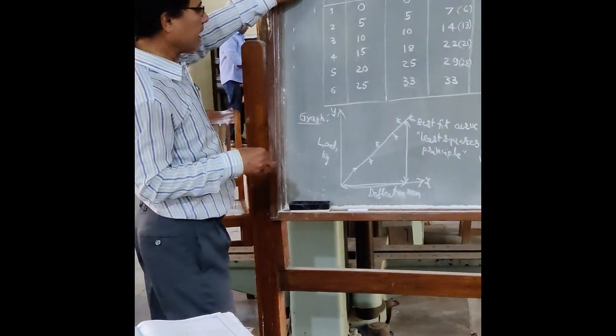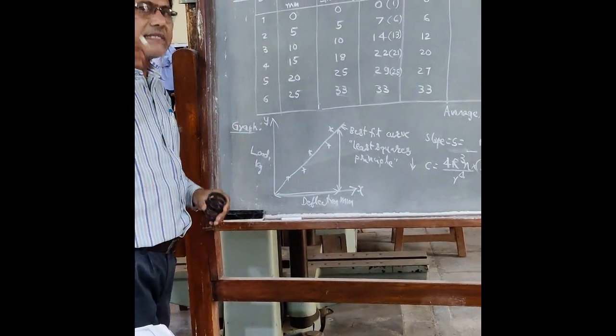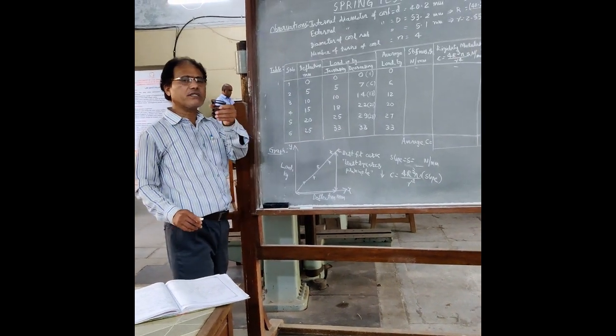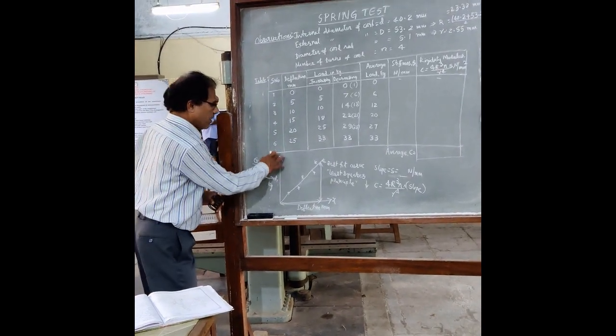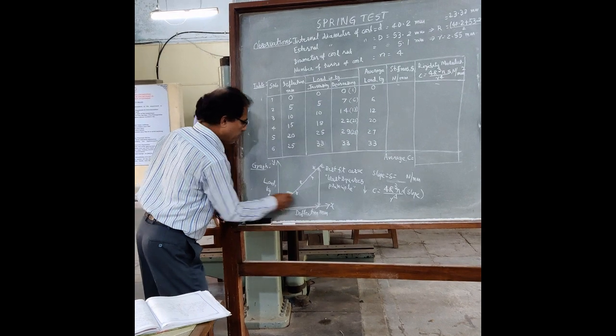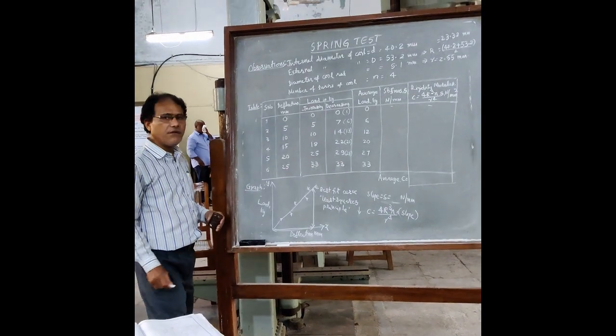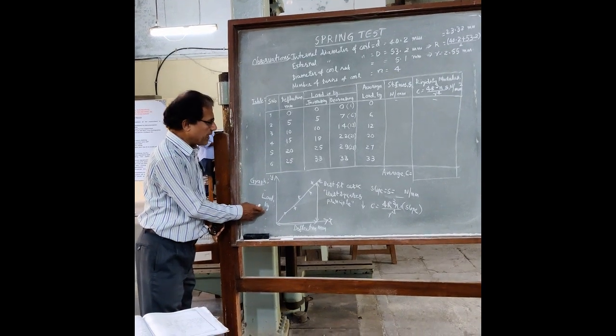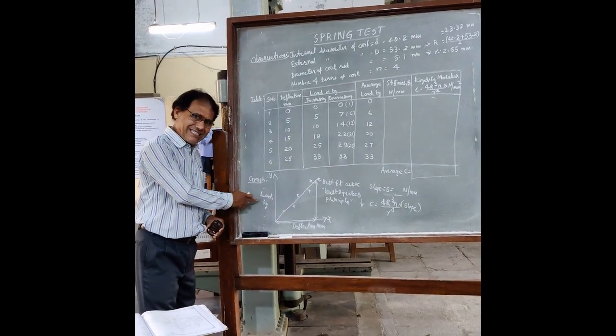That is one, from the table calculation. The second one is from a graph. I want to calculate the modulus of rigidity from the graph also, for which you draw a plot between the deflection on the x-axis and the load in kgs on the y-axis.